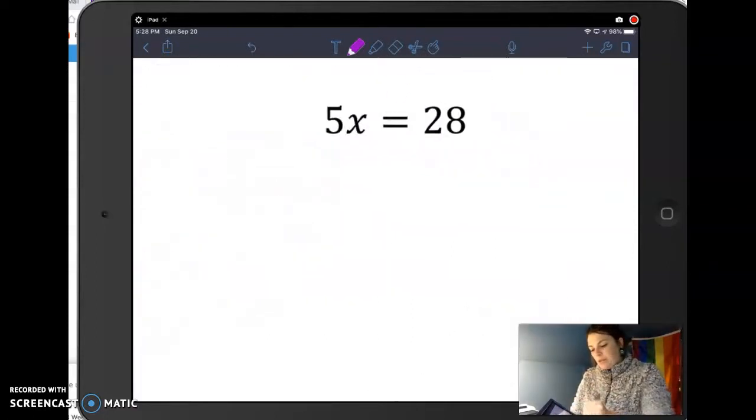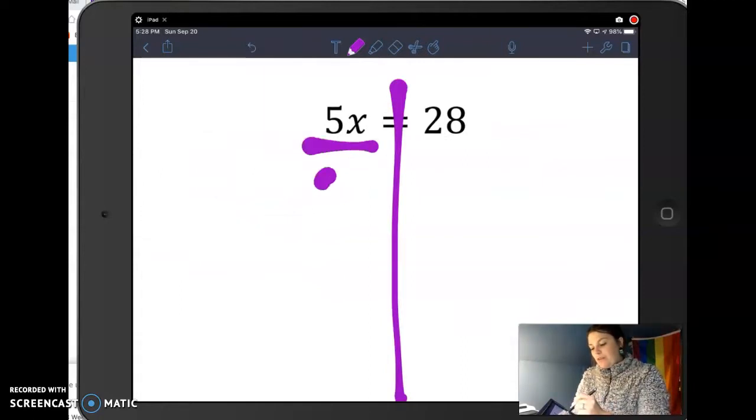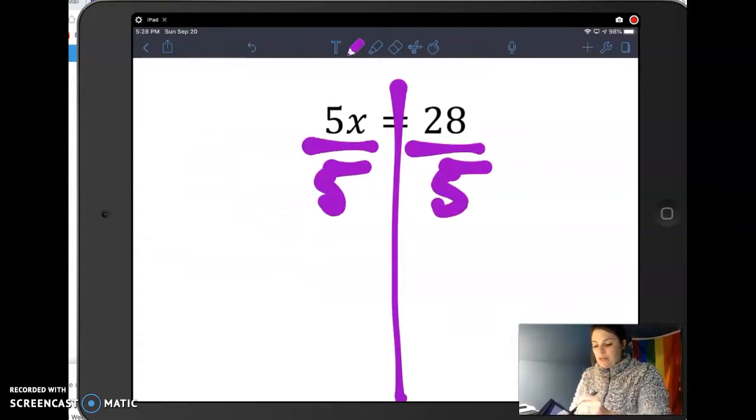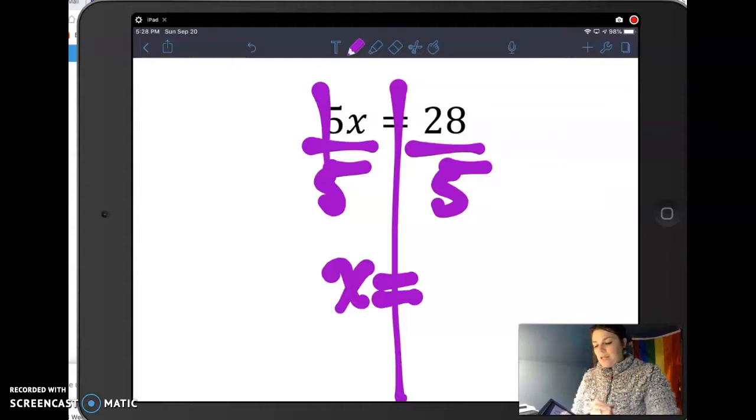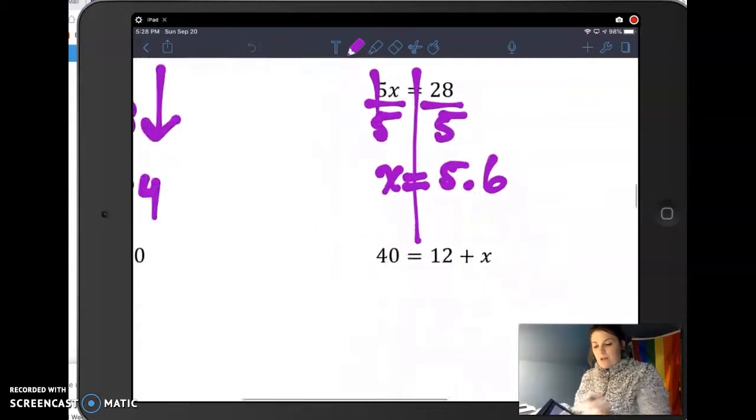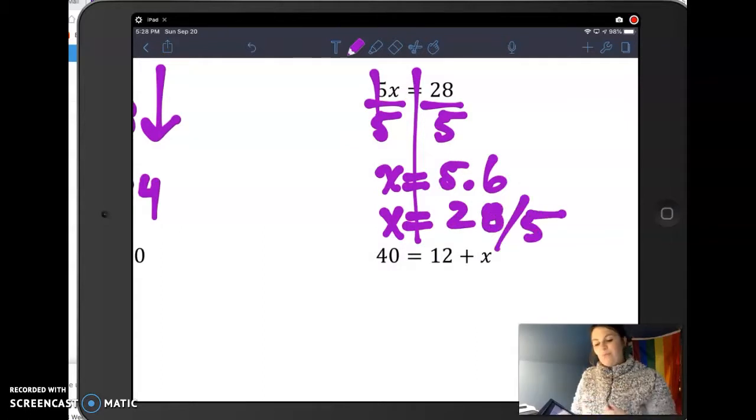All right, here's another one like the one we saw before. 5 next to the x means multiply. And so when I divide, it looks like a fraction. The x comes down, we get x equals, and this one, you could use a calculator for. So you do 28 divided by 5, which is 5.6. On your quiz that you're going to do this week, it would be written as 28 over 5 though, because we keep it as a fraction.